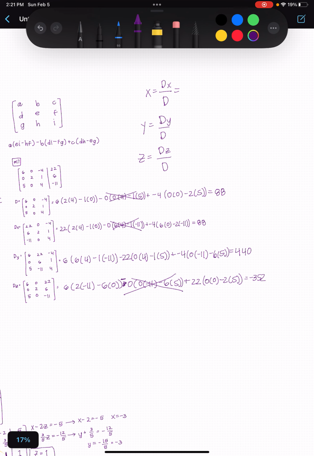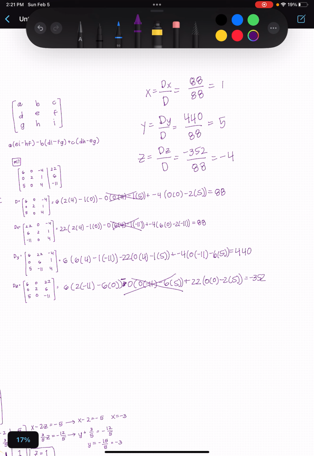So dx over d would be 88 over 88, which is equal to 1. So my x is 1. dy over d would give me 440 over 88, which is equal to 5. And then dz over d would give me negative 352 over 88, which gives me negative 4. And hooray, those are my answers. So x is 1, y is 5, and z is negative 4.